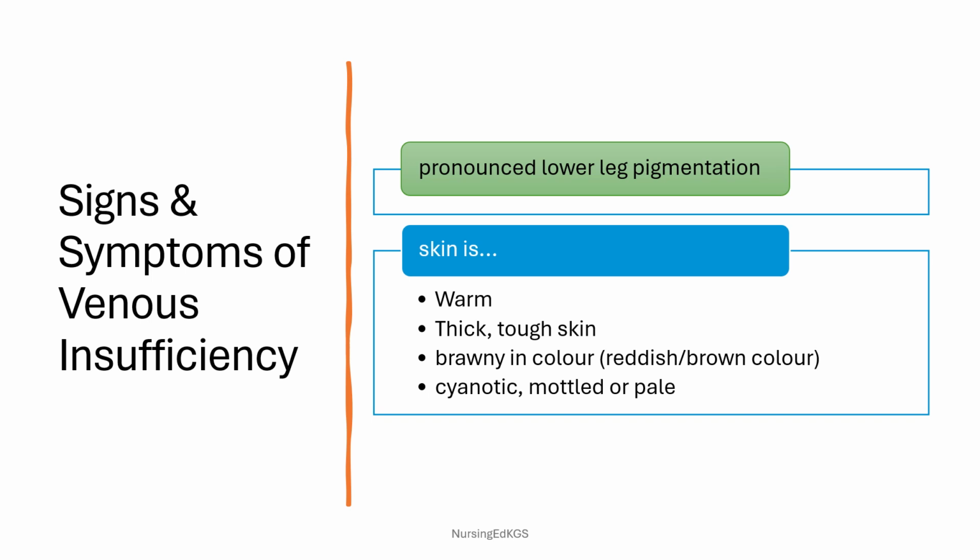Another reason is because of the high venous pressure causing the capillaries to leak fluids and blood cells, and over time the leakage contributes to the brownish or reddish discoloration, particularly in areas of chronic edema and ulceration. Some other symptoms are skin that is warm, thick, tough skin, and as I mentioned, that reddish brown color, and it's also sometimes cyanotic, mottled, or pale.